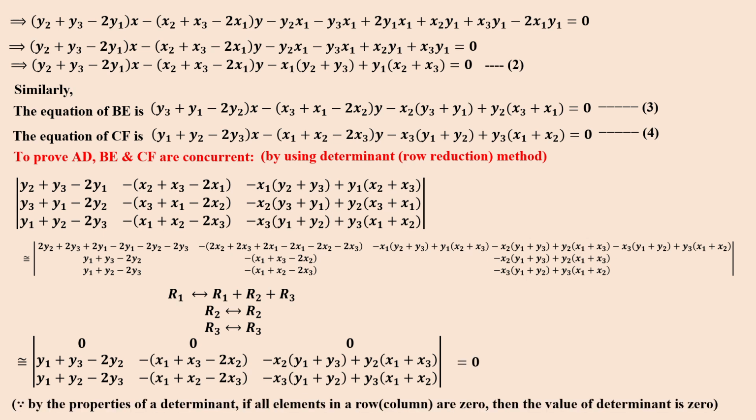So these lines AD, BE, CF are concurrent. That is, the medians are concurrent. The point of intersection of the medians is nothing but the centroid of the triangle, a new name. Thanks.